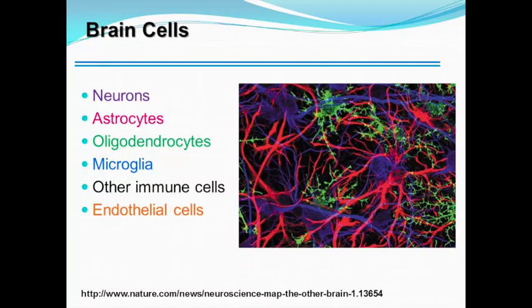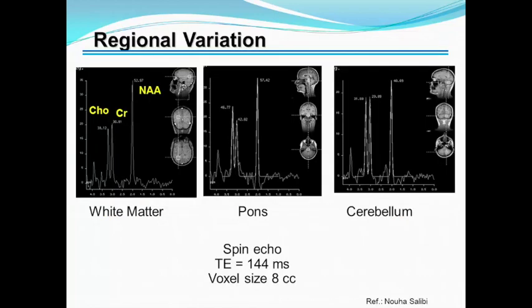But one thing you have to keep in mind is the brain is made of different cells, right? You have neurons, astrocytes, oligodendrocytes, microglia, other immune cells, endothelial cells. So it is not surprising that there is regional variation in the brain. In the white matter, as I said, NAA is the highest peak, with choline and creatine half the size. In the pons, the NAA is already slightly lower. In the cerebellum, it is absolutely normal if all three peaks are basically the same height.